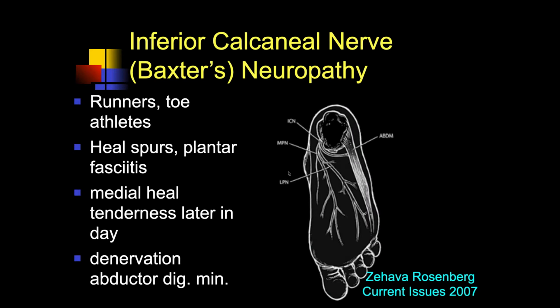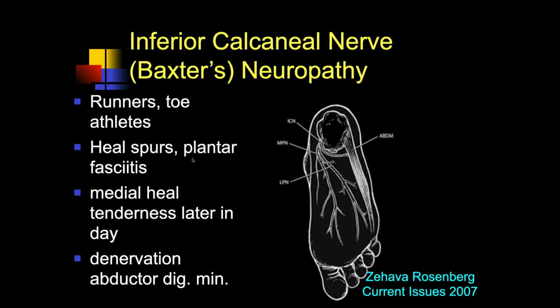And then there's the inferior calcaneal nerve, or Baxter's nerve, which we talked about earlier. It comes just in front of the posterior aspect of the calcaneus, above the plantar fascia attachment, and it comes over and innervates the abductor digiti minimi muscle. These tend to occur in runners and track athletes, where you get a lot of trauma in this area. It's associated with heel spurs and plantar fasciitis clinically. Again, a heel spur is really the body's attempt to heal partial avulsion tears of the origin of the plantar fascia from the calcaneus. So these indicate that you've got trauma in the area of Baxter's nerve.